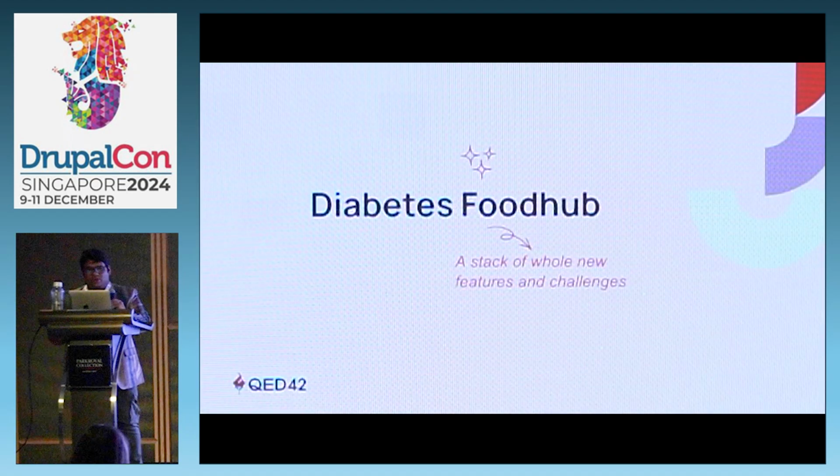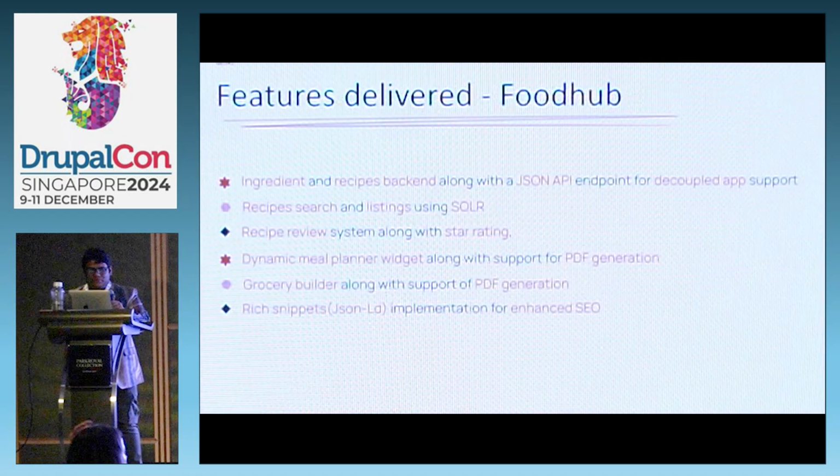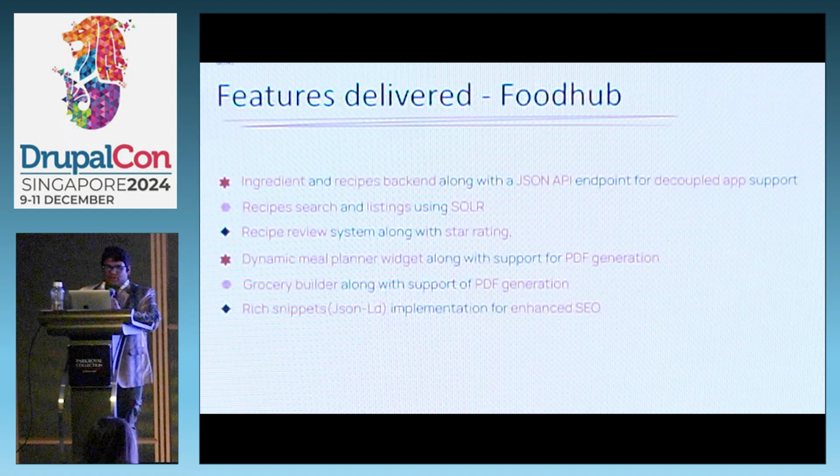Now all is well and good, and all these features were delivered for the whole platform, and DEORG and DEPRO are live. Then came in the Diabetes Food Hub, which has a stack of whole new features and challenges. So Diabetes Food Hub is one of the key brands which ADA is maintaining, where it includes a huge database of ingredients and recipes, and they want to help users check those recipes to build their meal planners, so that they can search for their grocery lists and plan their diets better.